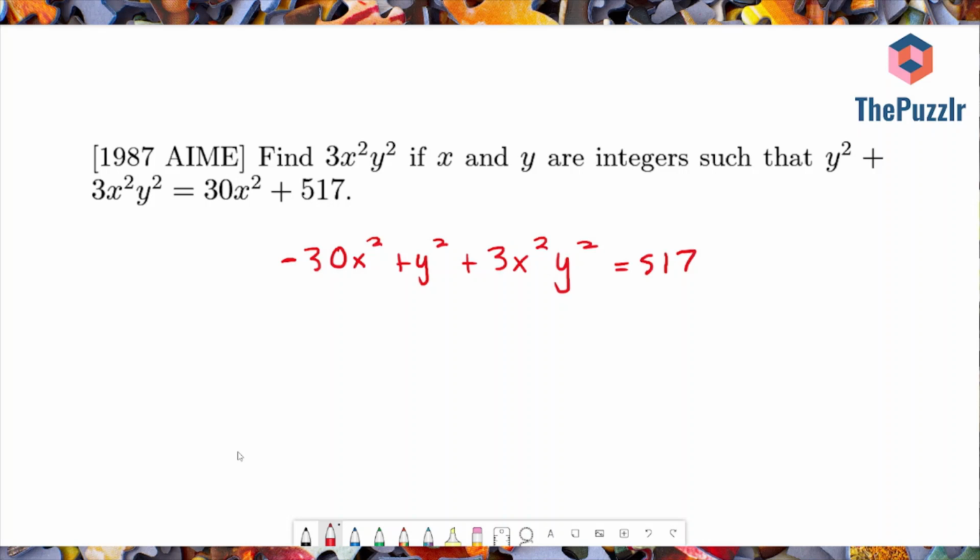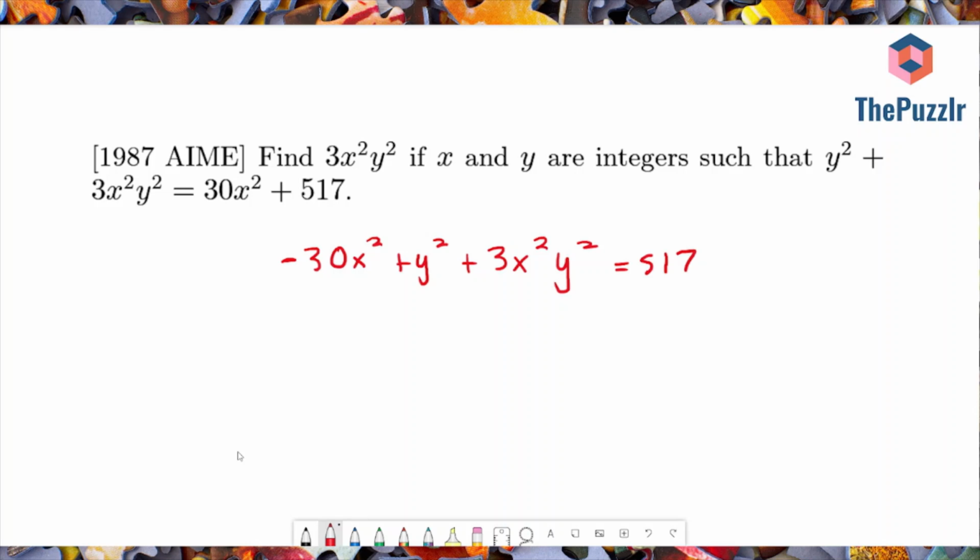Now this looks awfully similar to the Simon's favorite factoring trick expression, except instead of the degrees of x and y being 1, they're 2. And that's why I want to emphasize, do not memorize this stuff. You want to understand it. Simon's favorite factoring trick is with one variable. This is with 2. That doesn't mean we can't use it here. If you understand that concept, of course we can use it here.